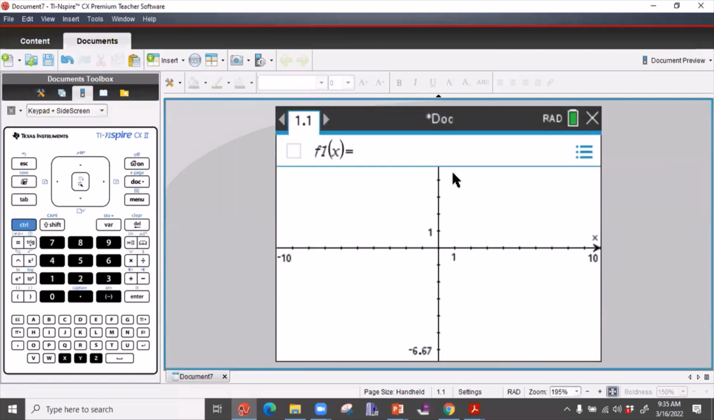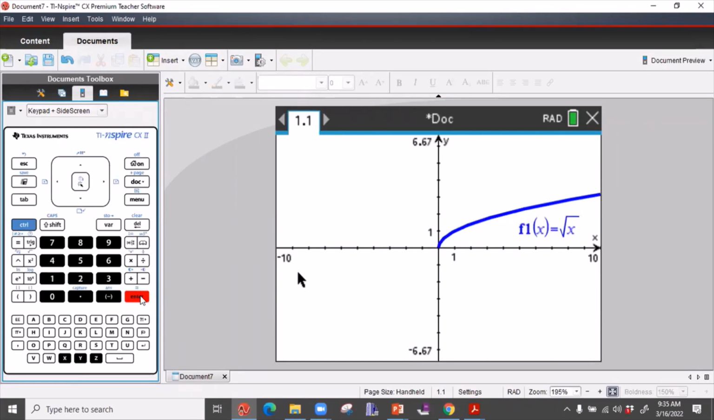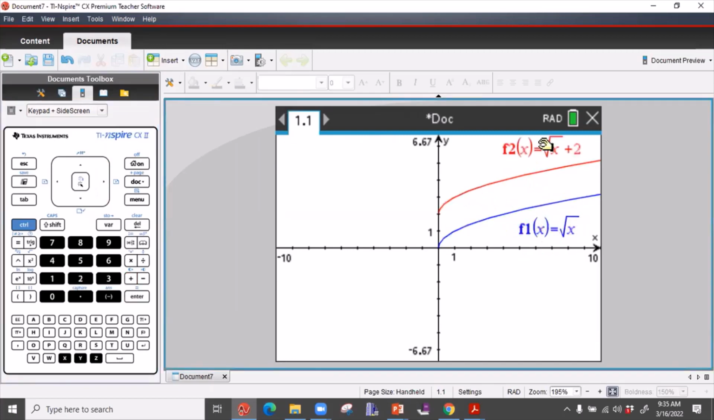Okay, when you're comparing transformations, you always want to start with your parent function. So my parent function is just square root of x, right? So this is going to stay on the graph the entire time. Nothing is going to change from here. So I'm going to hit tab and I'm going to put in the first one, which was square root of x plus 2. So now this has been transformed.